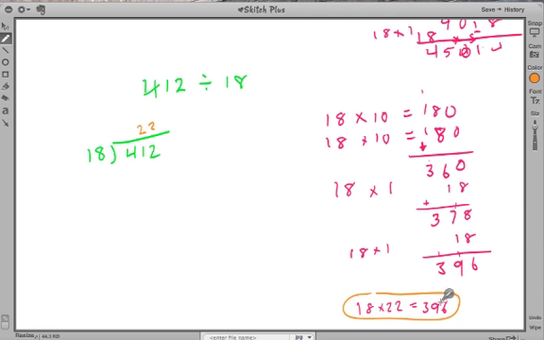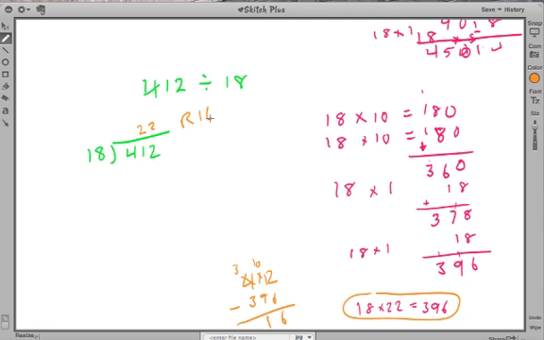And we could figure out the remainder if we want to do it the old-fashioned way, 412 minus 396. So we're going to have to do some borrowing. So 12 take away 6 is 6. 10 take away 9 is 1, so 16 is the remainder.